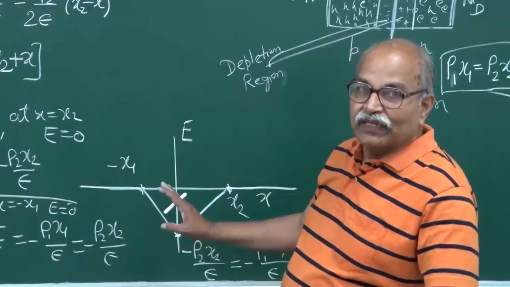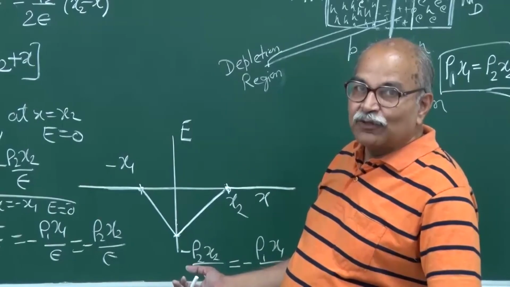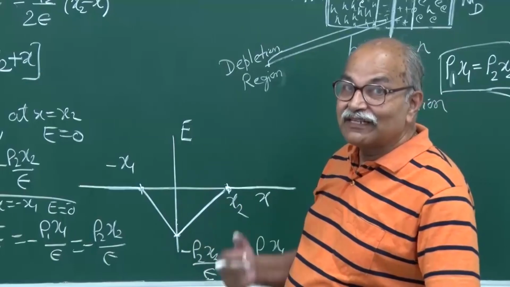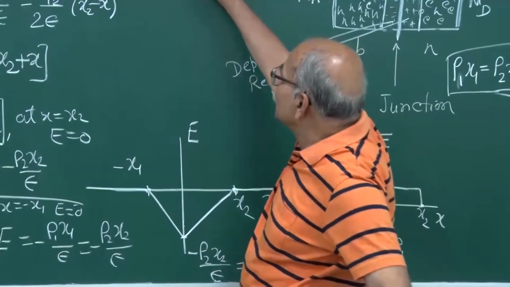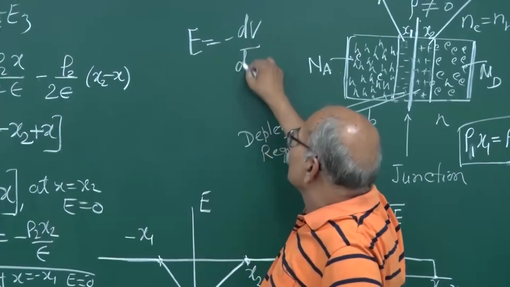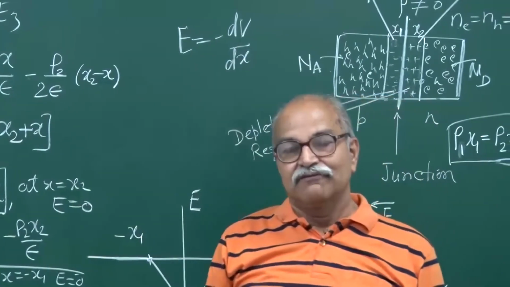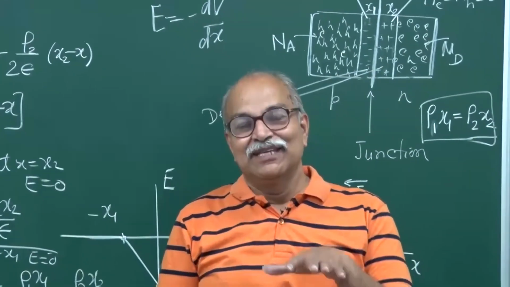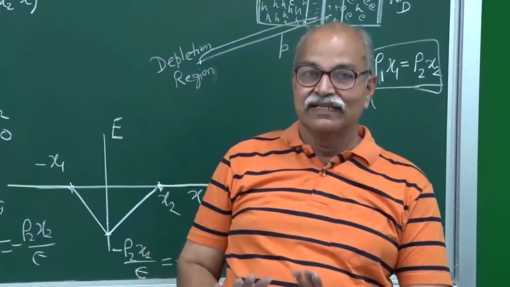So our next task will be to calculate the potential as a function of x. Once I have the electric field, I can calculate the potential using our equation E equals minus dV/dx. So we can calculate the potential as a function of x, and from there the energy as a function of x, and from there the potential barrier. So that will be our next task.